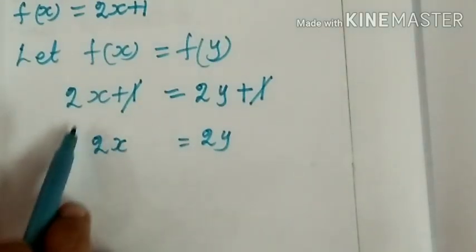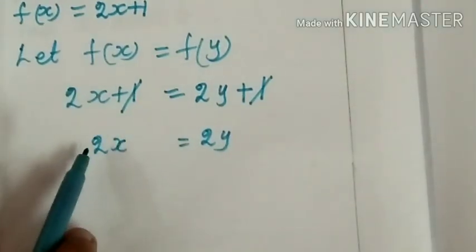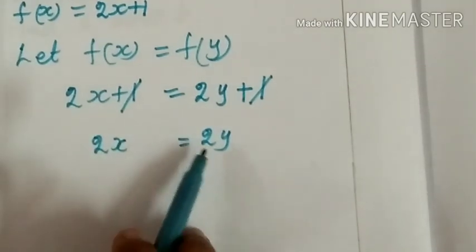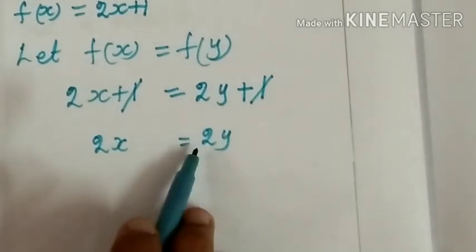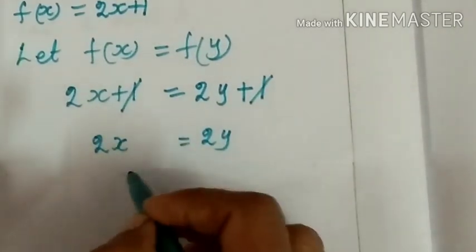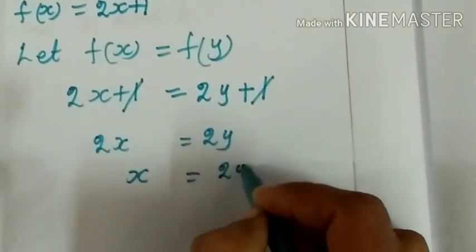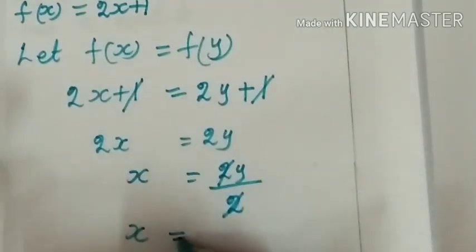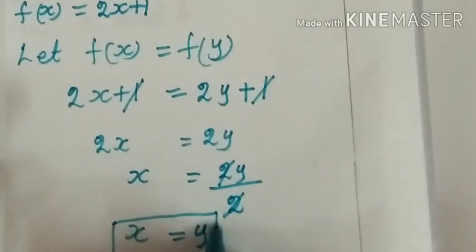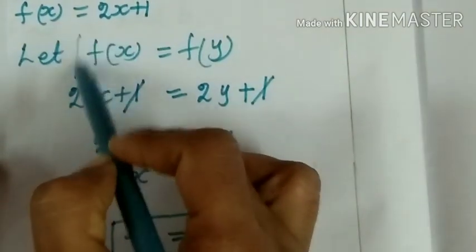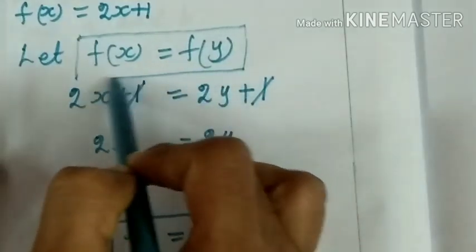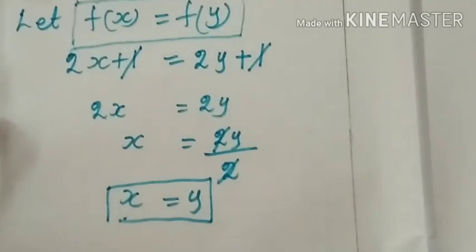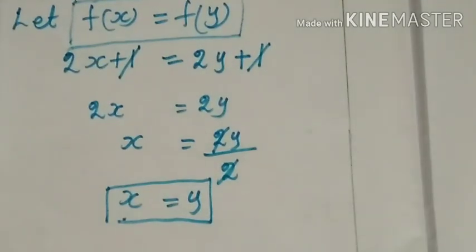Now, 2x is in the form of multiplication. Then this 2 alone goes to after the equal, which means it becomes divided by 2. Therefore, x equal to 2y by 2. Now you cancel the 2, and we get x equal to y. So by the definition, f of x equal to f of y implies x equal to y. Therefore, this is a one-one function.